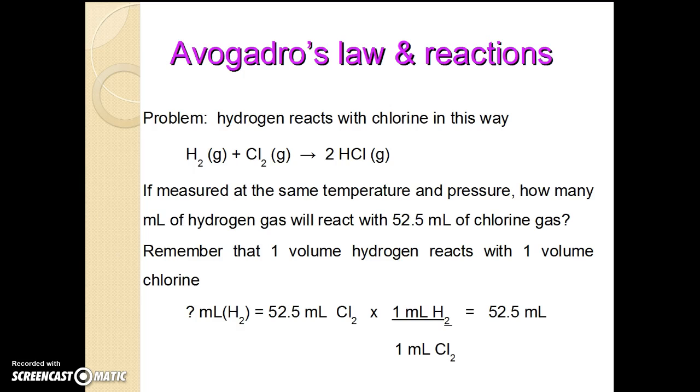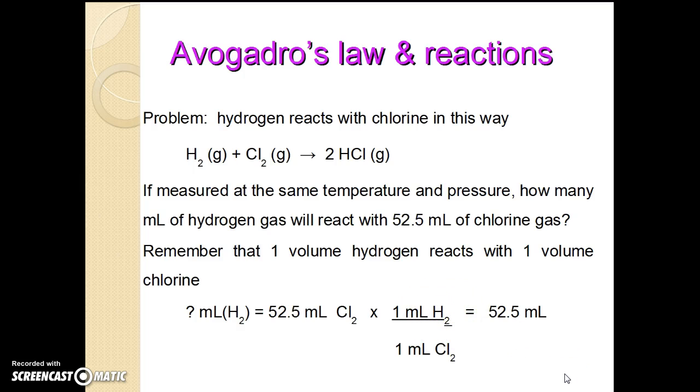So we set up our equation this way. Question mark milliliters of hydrogen, that's what we're looking for, equals 52.5 milliliters of chlorine times the ratio 1 milliliter of hydrogen gas over 1 milliliter of chlorine gas, since 1 milliliter of each will react at the same temperature and pressure. When we do that, milliliters of chlorine cancel out, and we're left with 52.5 milliliters of hydrogen gas.